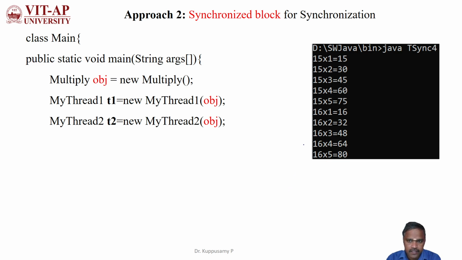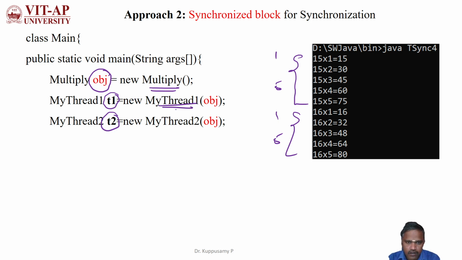So based upon this, my expectation, the expected output, is that first I have to print the 15th table, 1 to 5. Okay, then the 16th table, 1 to 5. So here a single object is created by using the class Multiply. Both threads access this object, right? The first thread belongs to MyThread1, the second thread belongs to MyThread2. Okay, two classes are there.